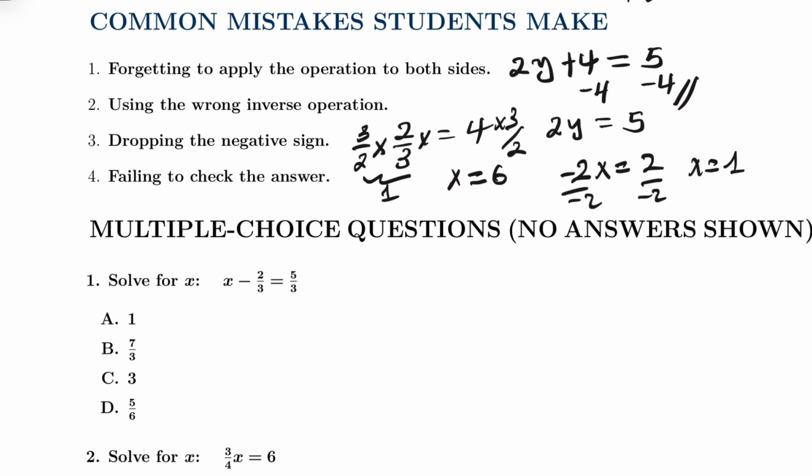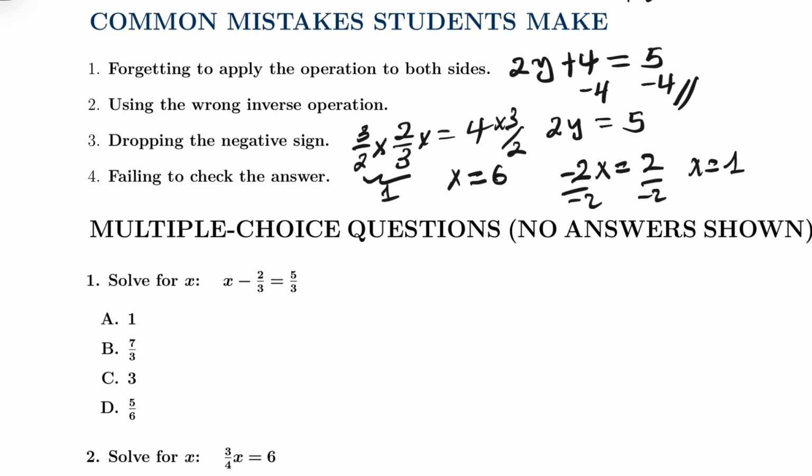We have to solve for x. So we have x minus 2 over 3 is equal to 5 over 3, right? For us to solve this problem, you notice that we need to isolate x, right? What is making x not stand alone is only the negative 2 over 3. So we have to make sure that we do away with negative 2 over 3.